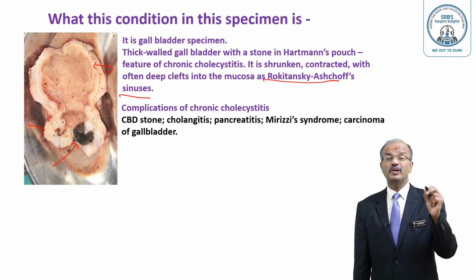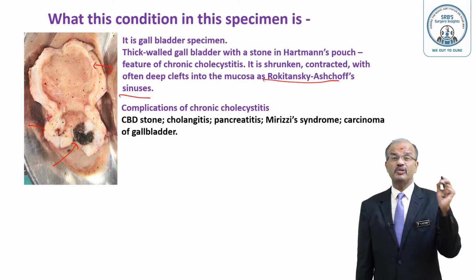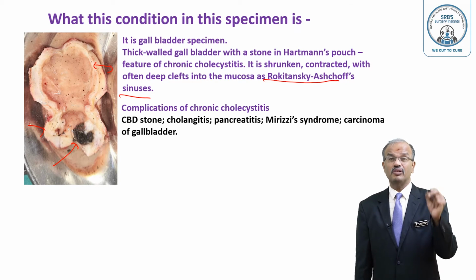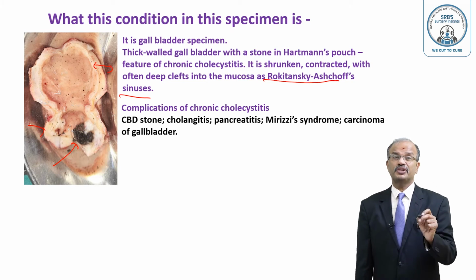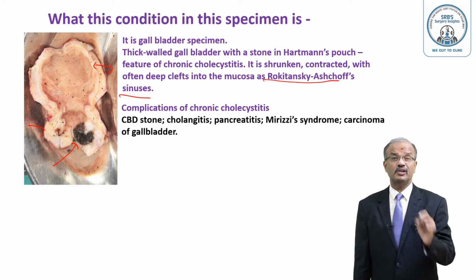So if you find it difficult on the table to dissect because of the adherent gallbladder, then you can always do conversion, but always prior to the surgery inform the patient party and also take consent for the conversion. That's very essential legally also.